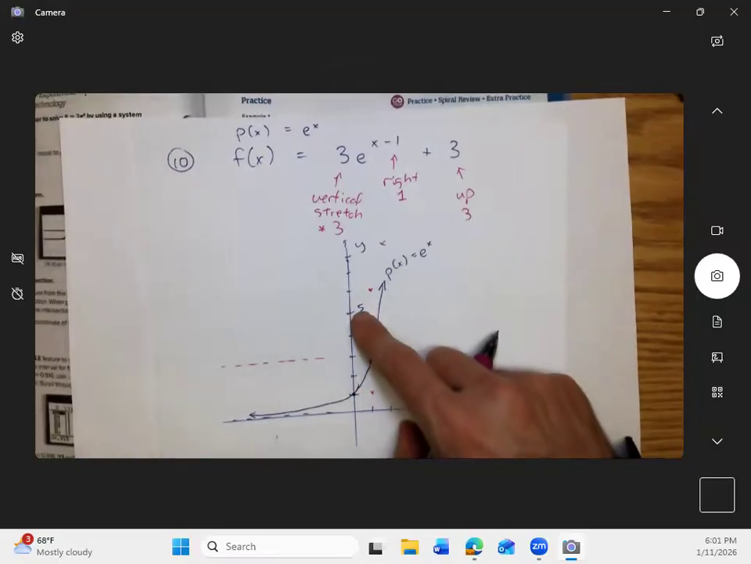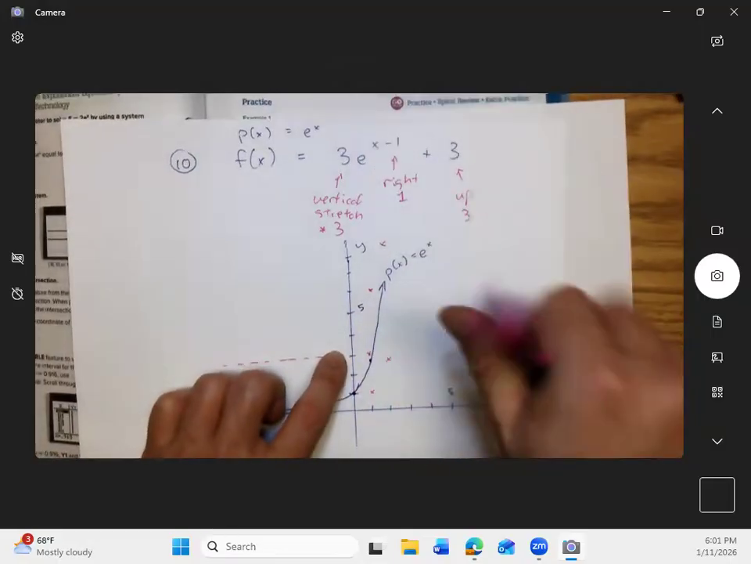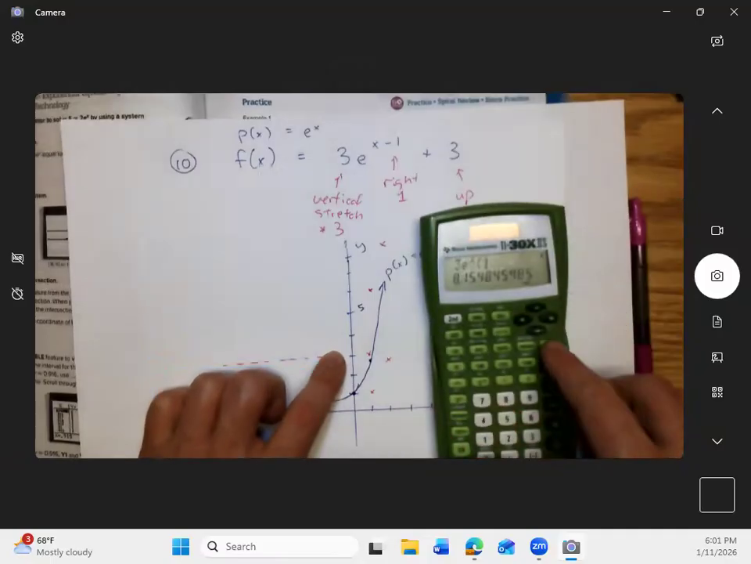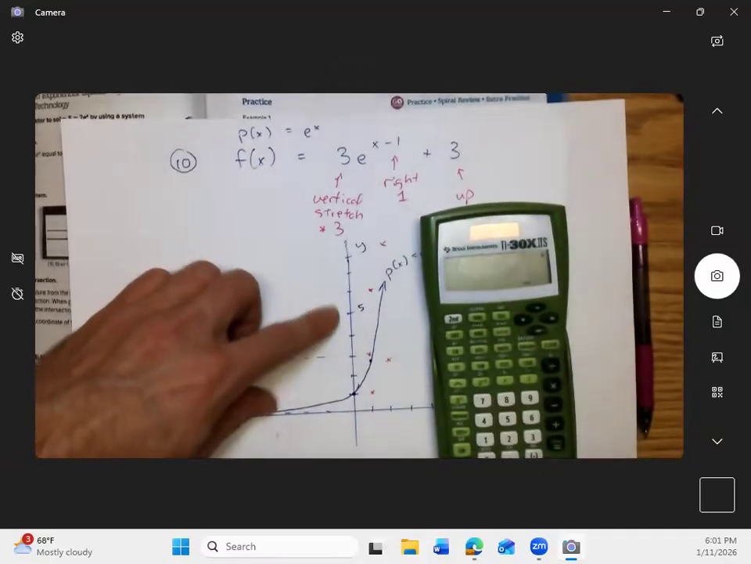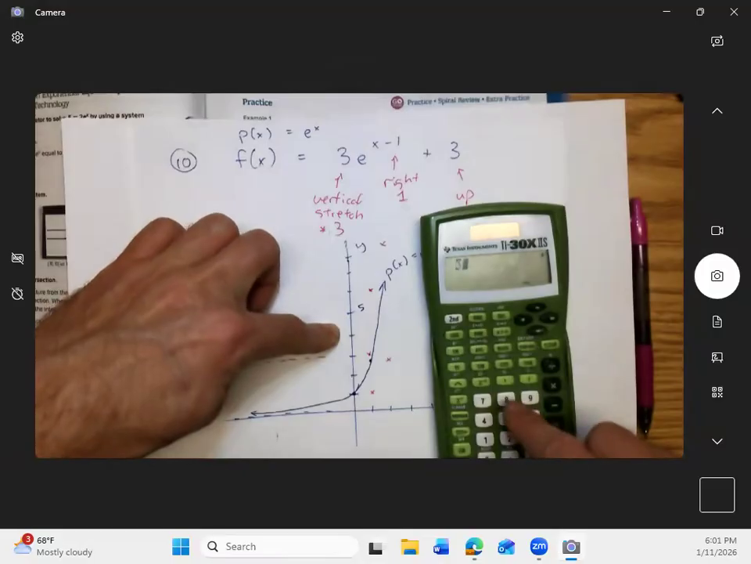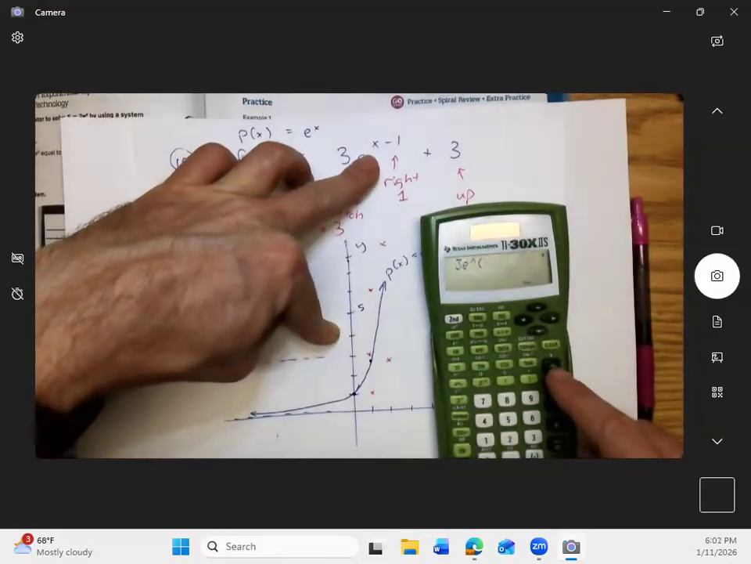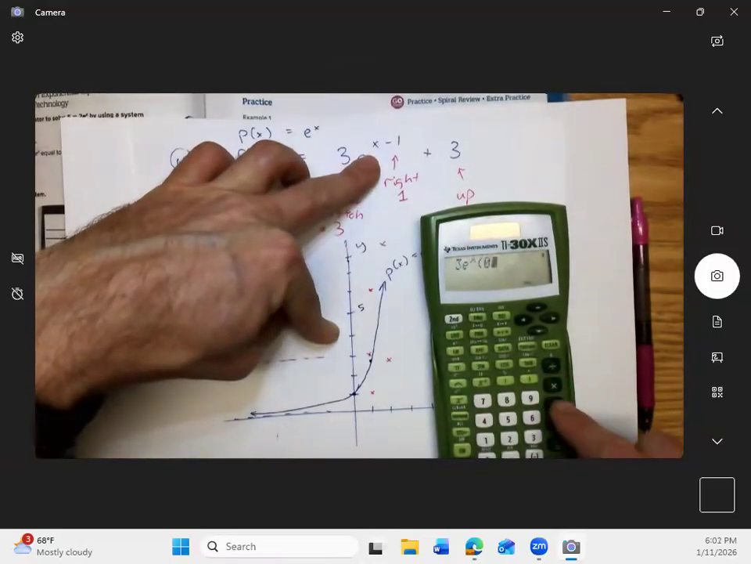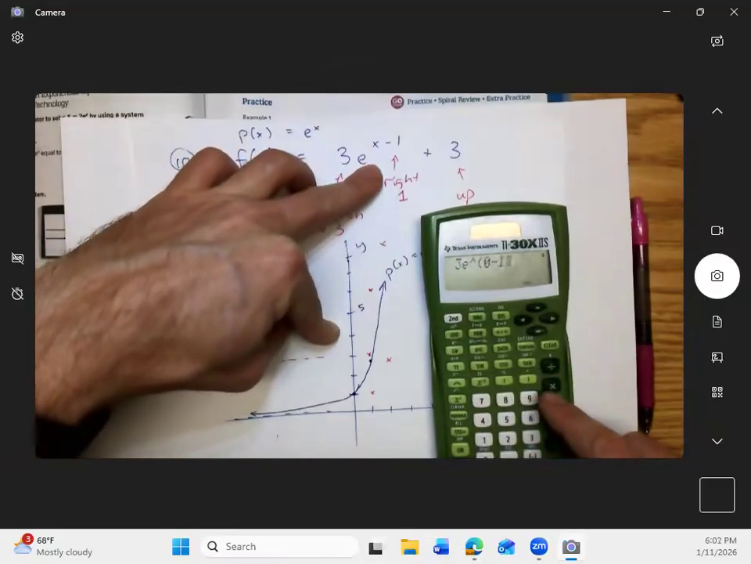I wonder where this would cross the y-axis. And that's wherever x is equal to 0. I'm just going to plug that in the calculator because it's going to be some funny looking decimal, but it's going to be somewhere kind of in here, isn't it? So it's 3 e to the power of 0 minus 1. So I'm plugging 0 for x. And then the whole thing plus 3.